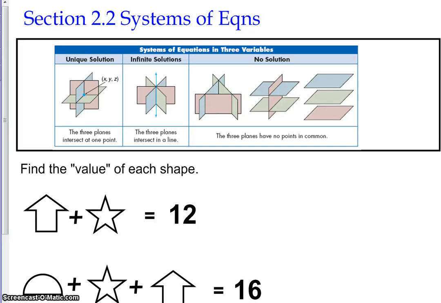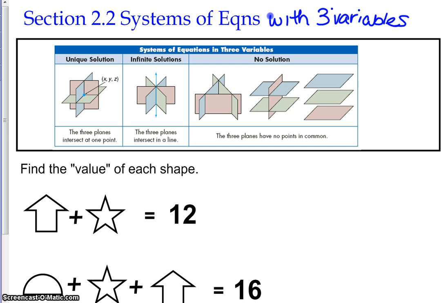Okay, we're on to section 2.2, and section 2.2 is about solving systems of equations when there's more than two. So we're continuing with systems, but systems of equations with three unknowns, with three variables. That's what we're going to be working with today: how do we solve a system with three variables? And we want to look at, okay, three variables is a lot like three planes.